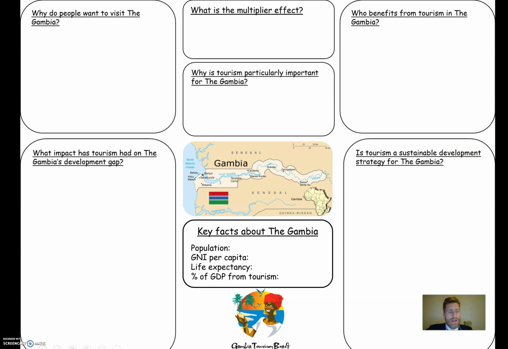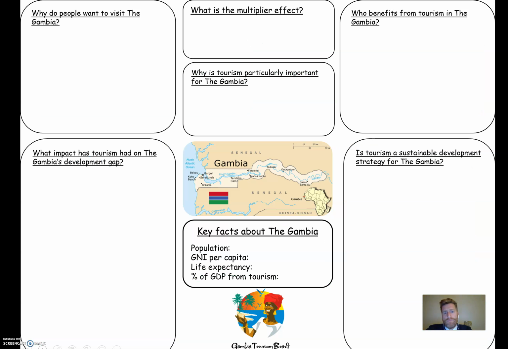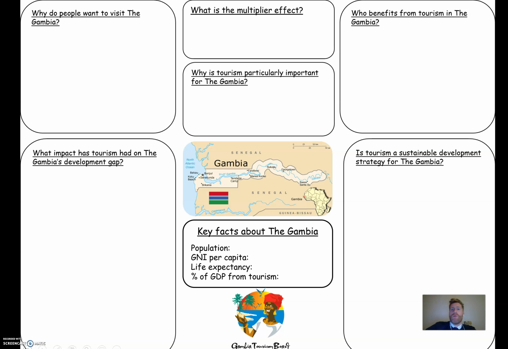Let's go to the next slide. There we go. So is tourism in the Gambia sustainable? Again, if you don't have this in your resource pack, the cover teacher can pause this, you can read it as a class and then you can complete the A3 sheet. Fantastic. So hopefully now you should have been able to complete all of this sheet about the Gambia.